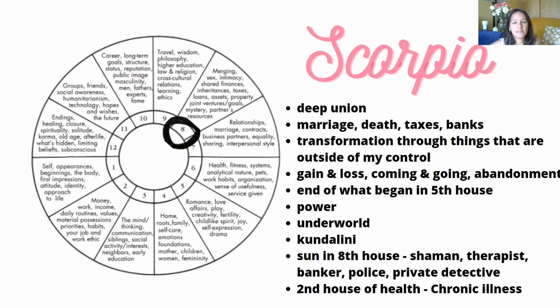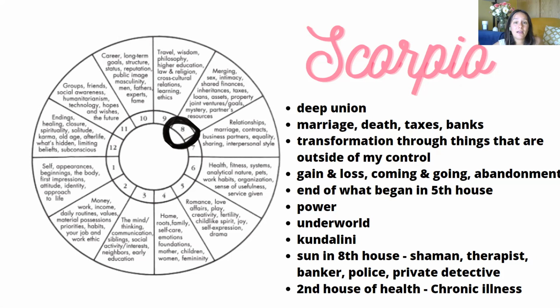And inheritance, other people's money basically, is what Scorpio is about. Loans, ventures and goals, mystery, partners, resources. So anybody else's resources that you're working with. If you have any planets in this house, you likely are working with their resources, whether it be inheritance or somebody else's stuff. Or if you have something transiting this house, you might be getting married or going through a divorce, or someone's dying in your family.